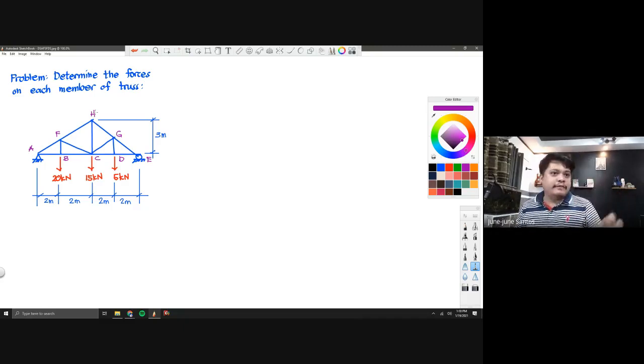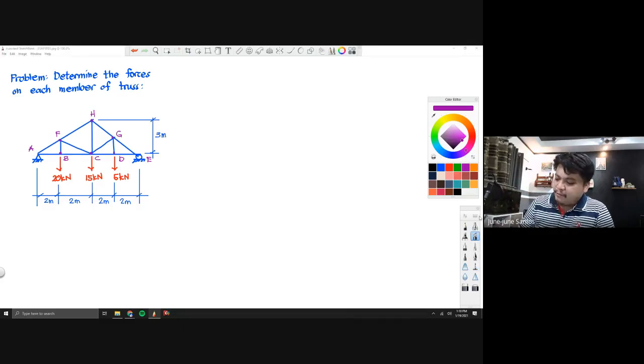So, let's have this problem. Determine the forces on each member of the truss. Kapag ganyan, ibig sabihin, lahat ng connections natin sa joint ay pin connection. Isa sa mahalaga yun. And then, dapat lahat ng forces mo acting only at the joints. Pinakamadali niyan, kunin muna natin syempre yung reactions. So, we try to find the reactions.